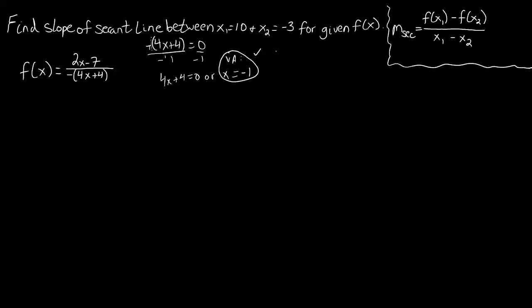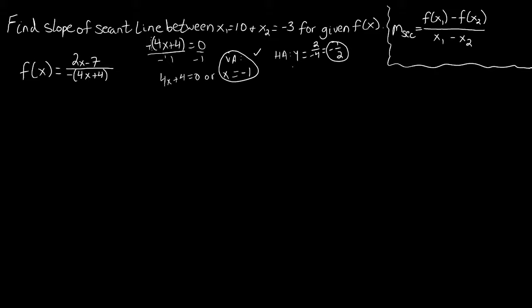But what about a horizontal asymptote? We know that if the degrees of the polynomials are the same, the quotient of the leading coefficients is where our horizontal asymptote is. So there's a horizontal asymptote at 2 divided by negative 4, or negative 1/2. What that means for our case is that if we were to evaluate either 10 or negative 3 in this function and get a value of negative 1/2, that's not something we can have, and it would mean we did something wrong.